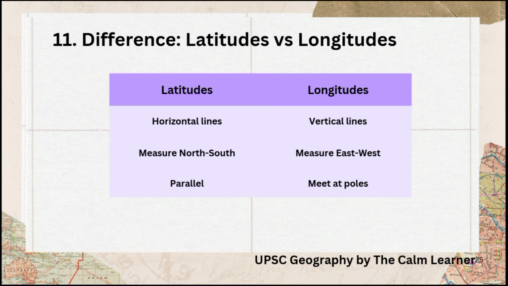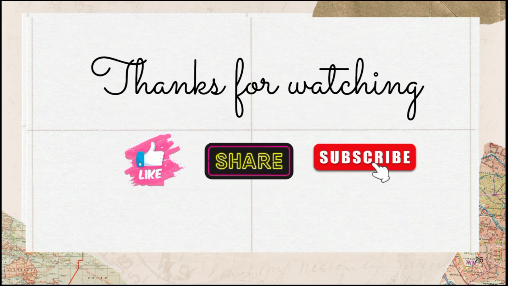So, in this chapter, we learned about the globe, latitudes, and longitudes. These imaginary lines help us understand the earth better and locate places easily. This chapter is very important for competitive exams like UPSC.